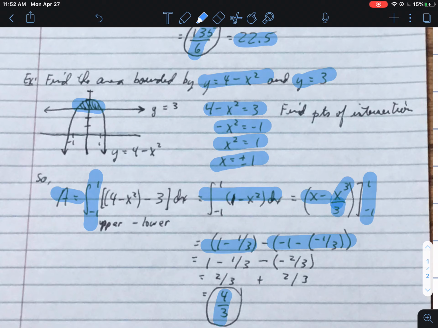Right? So that tends to go pretty well. I think that's a pretty straightforward idea. Main thing I said, just be careful. Make sure you're always plugging in your upper limit first, and then your lower limit when you're evaluating a definite integral. And then when you're finding the area between two curves, make sure you're clear as far as which is the upper and which is the lower. Right? And that is it for those sections 4.3 and 4.4.